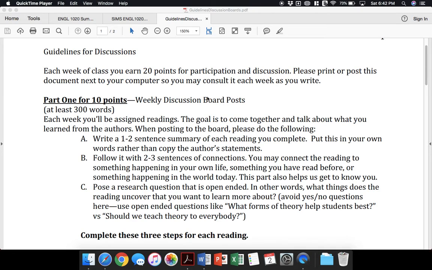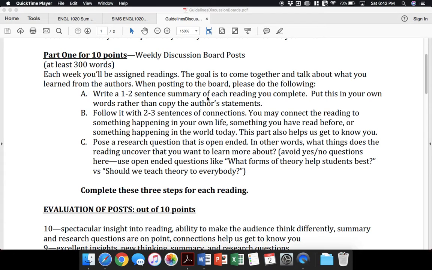So each week we'll have a discussion post where you'll have to post some response to the week's reading. These discussion posts will count for 20 points and they'll be divided into two parts. So the first part is at least 300 words where you'll write a 1 to 2 sentence summary of the reading. Put this in your own words, don't copy and paste from the original text.